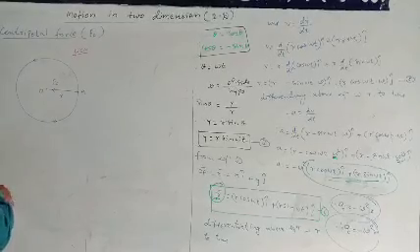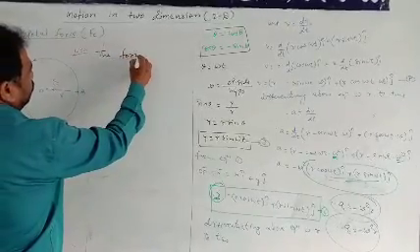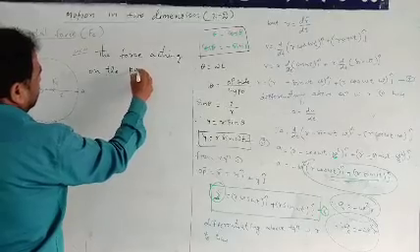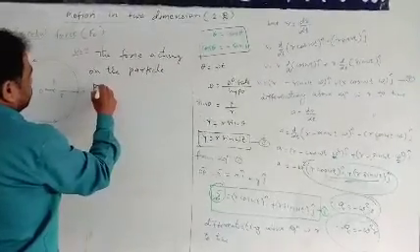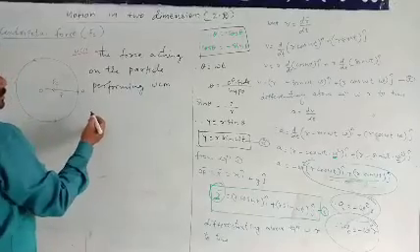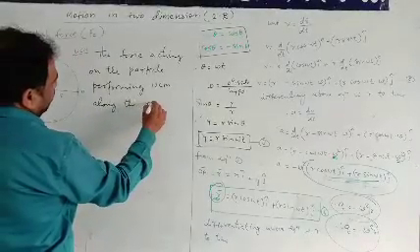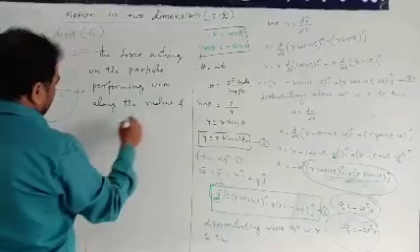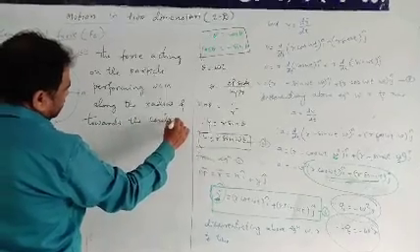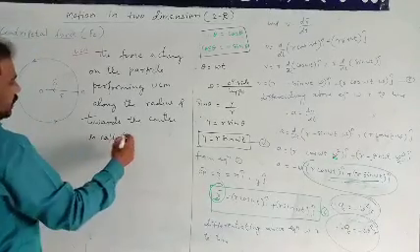So in the definition we will write: the force acting on the particle performing UCM, along the radius and towards the center, is called centripetal.